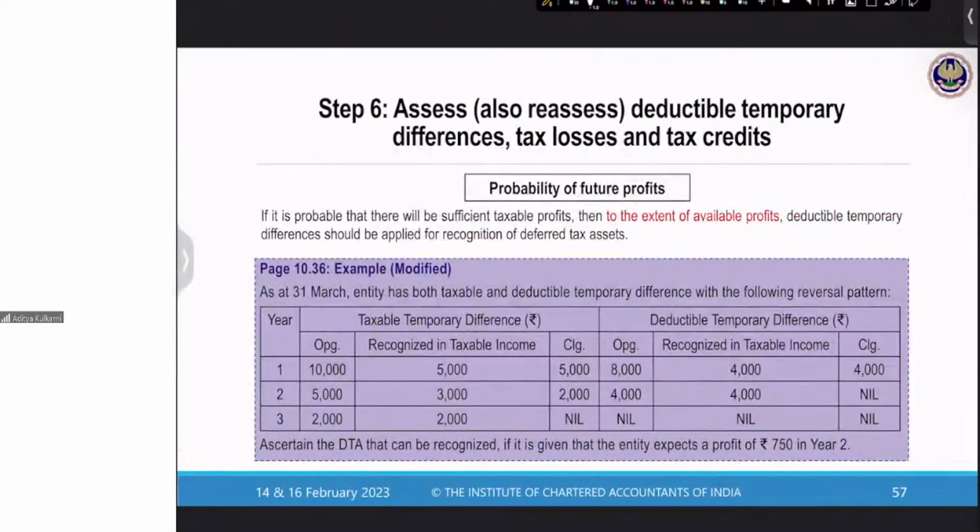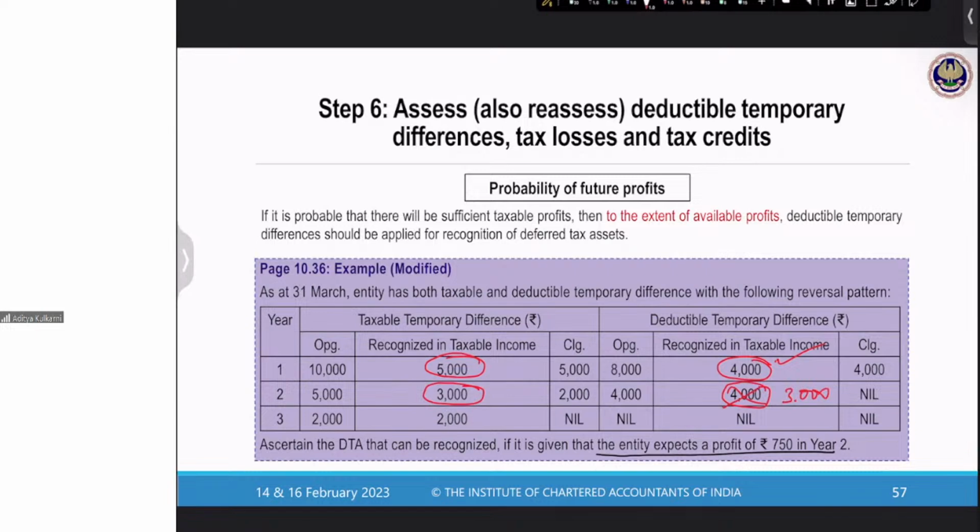Okay. So coming to this case, same as before, the only thing they have given is that the entity expects a profit of 750 in year 2. So what am I going to do? 4,000 versus 5,000. How much will I recognize? Sir, the entire 4,000. The reversal pattern is matching. 4,000 versus 3,000. How much will I recognize? Sir, you will recognize 3,000.